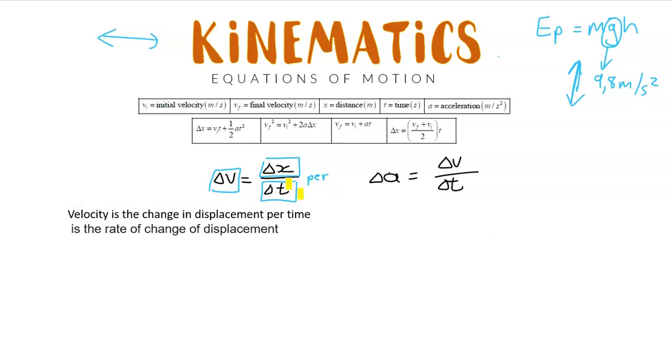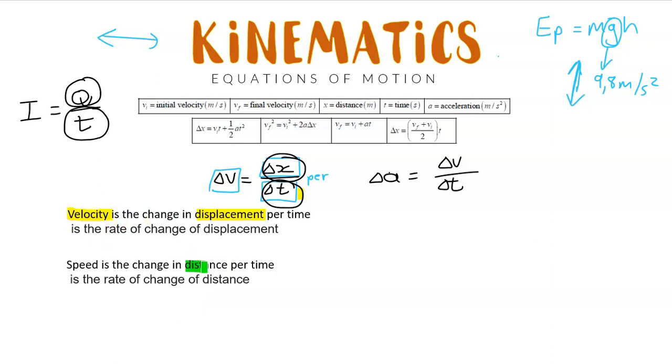Just like when we were busy at circuits and we had the formula for current, current was the rate of flow of charge. So the same as the rate of change of displacement. Something that you just need to note here is when I talk about velocity, which is a vector, I use displacement, which is also a vector. If I change this into the definition of speed, I would use the word distance. So speed is a scalar, it doesn't have direction. Speed is the change in distance per time, or the rate of change of distance.